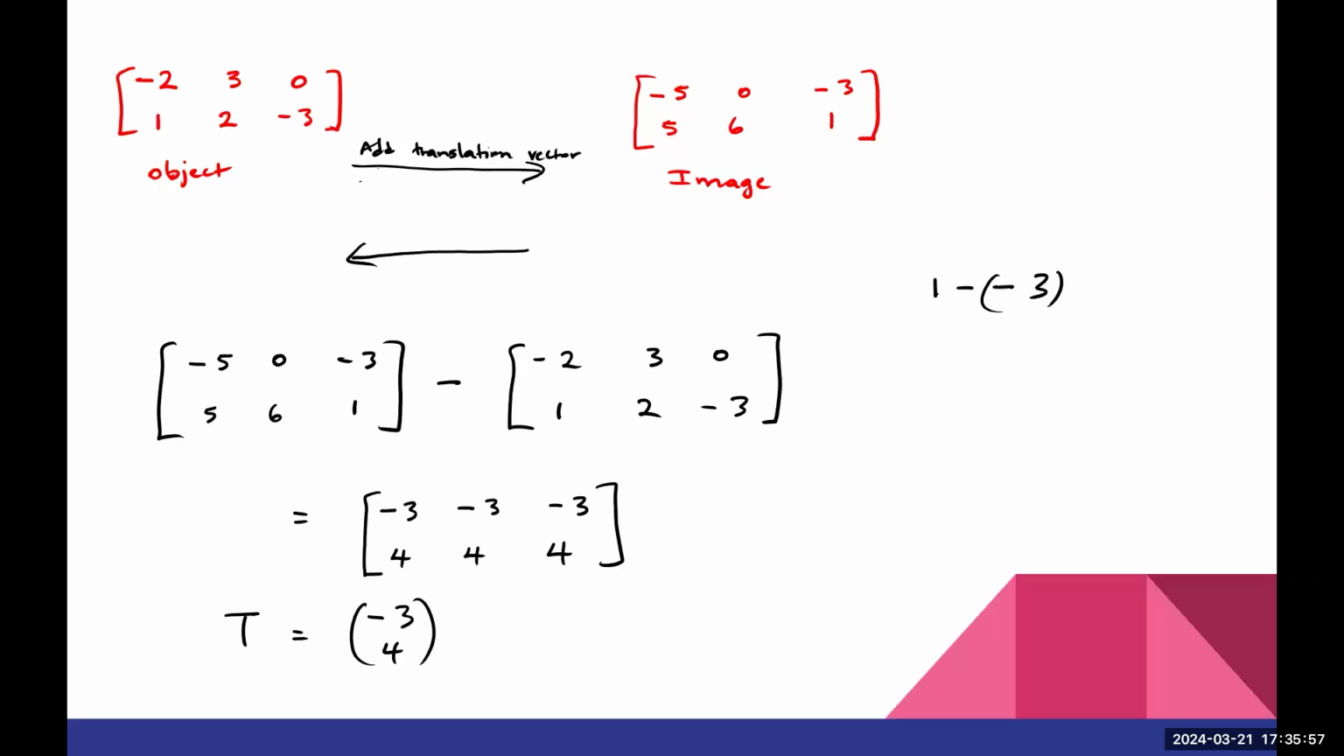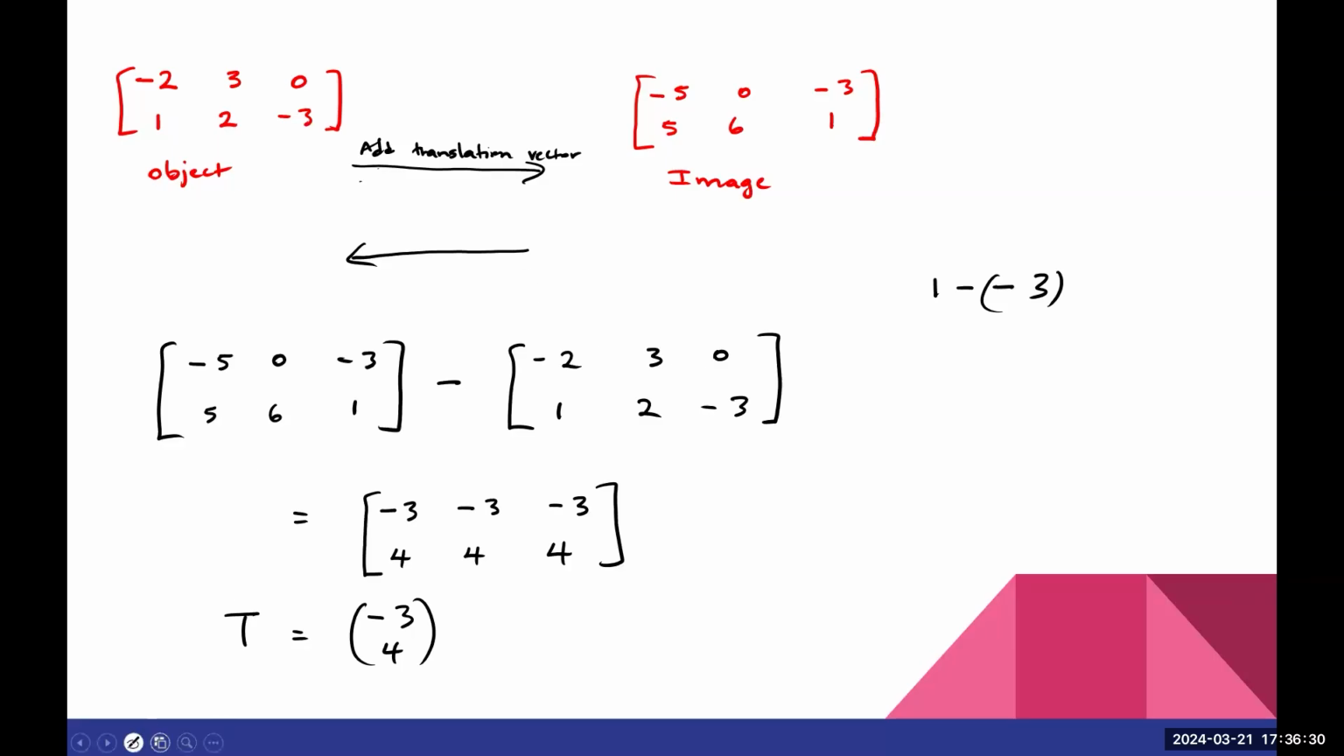So does everyone see what we just did? Yes, sir. Sometimes when you get these questions, you have to reverse engineer what is being done. You have to look at the concept that is being applied to get to where we are and see what can be done to get back to what we want. So as stated, we have the object, we were given the coordinates of the image, and we know that we would need to add a translation vector. So now to get from the image to the object, we would then have to subtract.